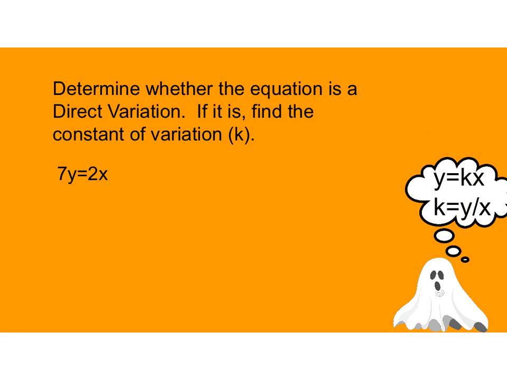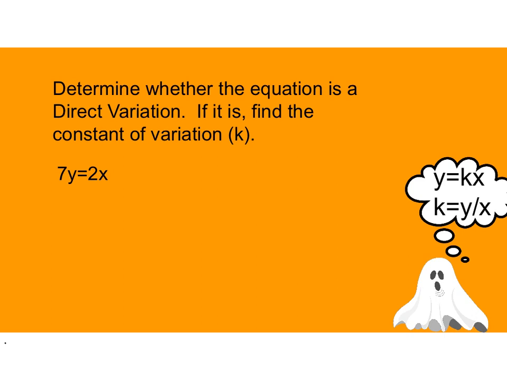The first problem, we are going to be determining whether the equation is a direct variation. If it is, find the constant variation. So, let's take a look at it. We may notice something about this equation. We may notice that it has two variables, an x and a y. So therefore, it is a literal equation that we worked on in our first 8 weeks. So let's take a look and see if we can find the k.